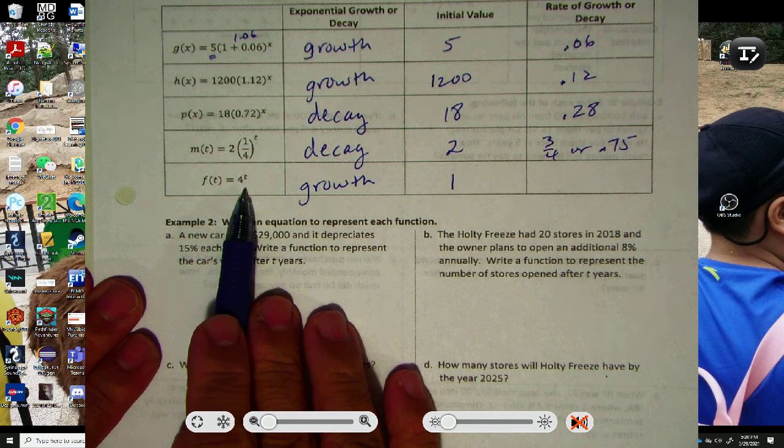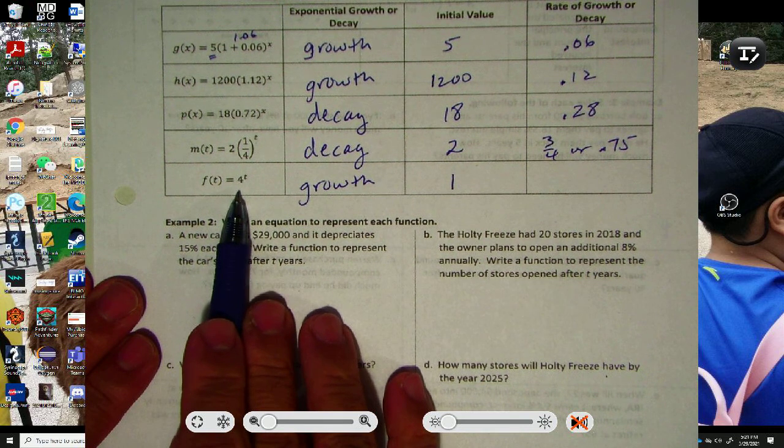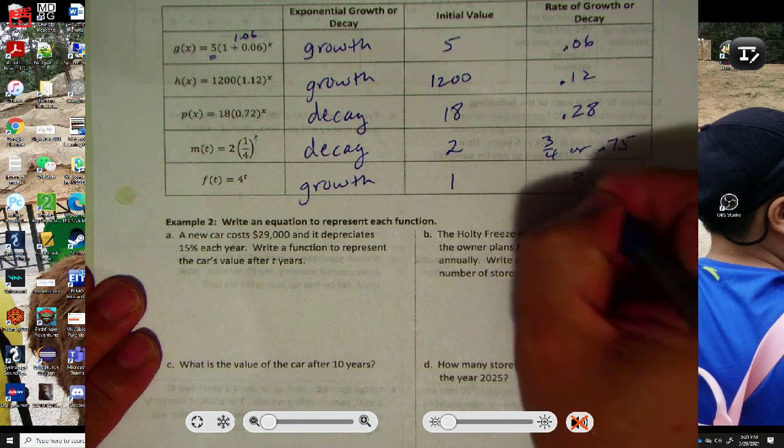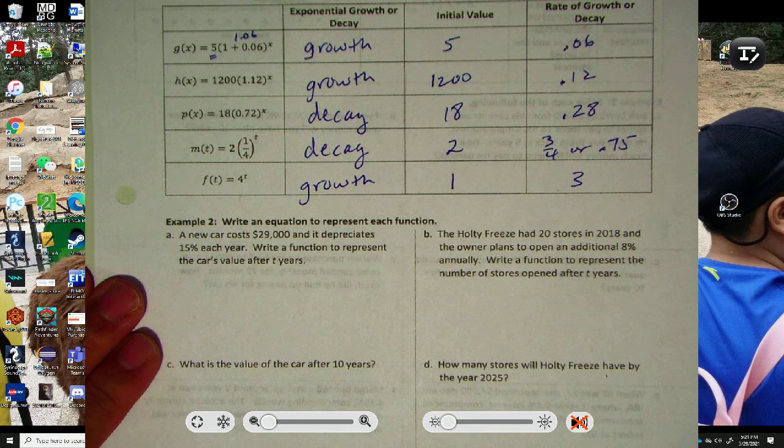What is the rate of growth? How far is this 4 from 1? It's 3 units from 1. So it's just 3. So you got a rate of growth of 3. That means it is tripling every so often. Alright.